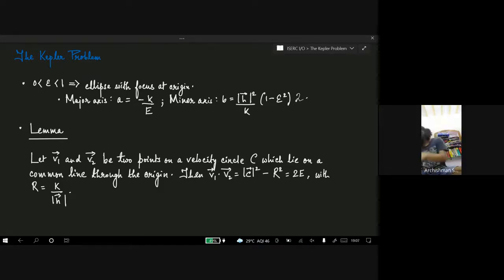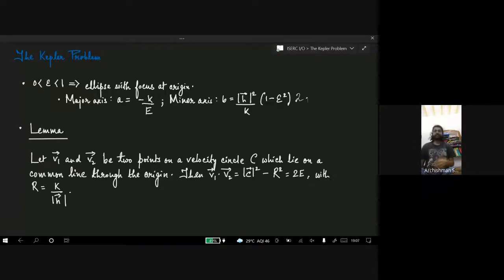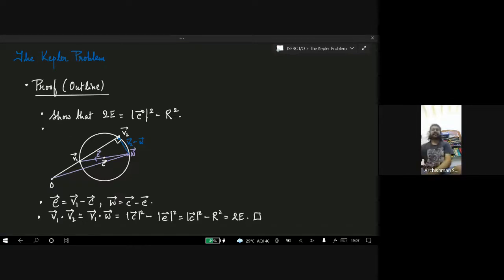Great. Moving on, let me mention a little lemma, which is again essentially due to the Greeks. If you take a velocity circle and you take 2 points that lie on a common line through the origin, then v1 dot v2 is norm of c squared minus r squared, and you can show that this is 2e, twice the energy, where r is k over norm of h. The outline of the proof is first you show this.